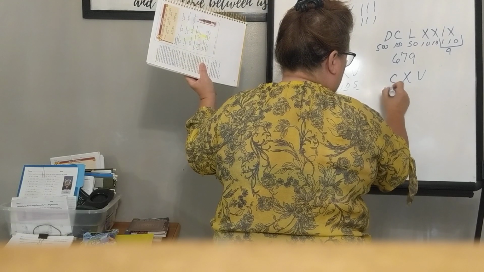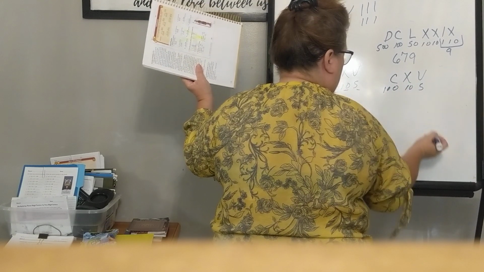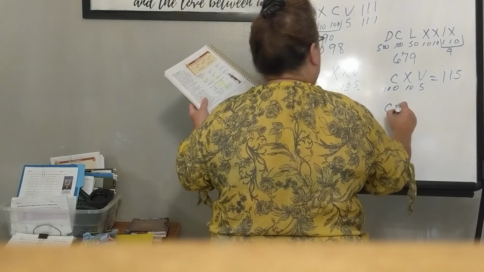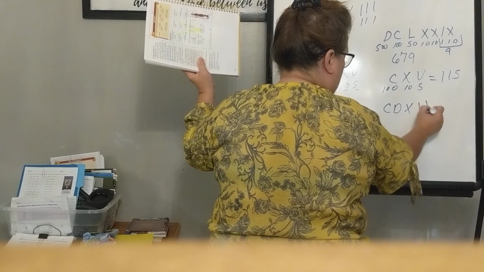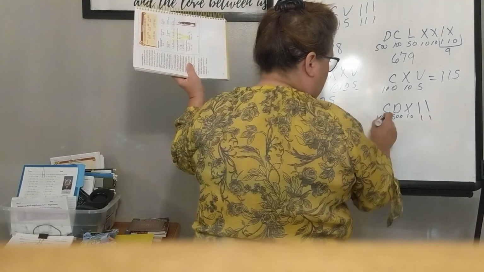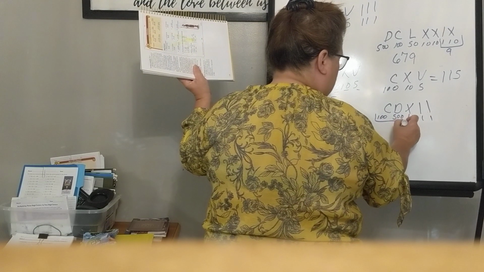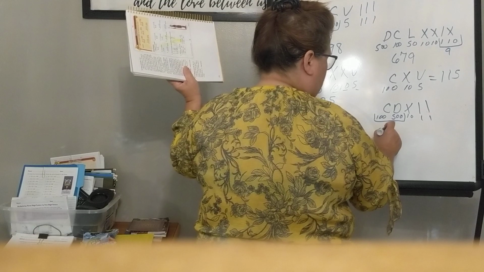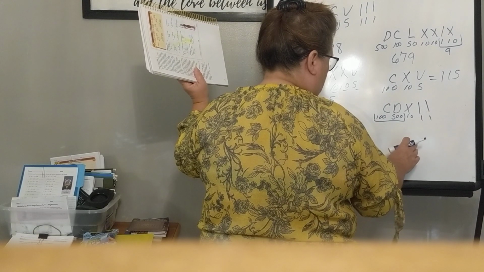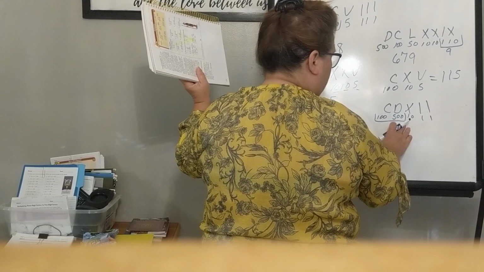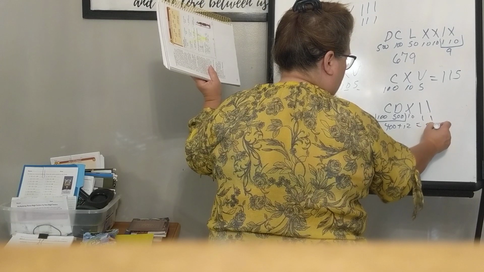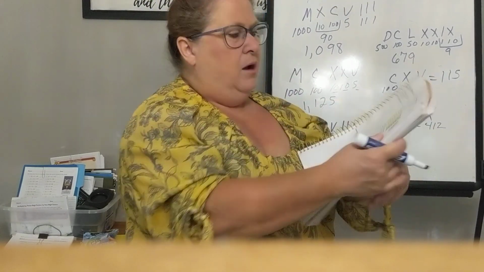All right, letter E, we have CXV. So C is 100, X is 10, and V is 5. So we just have 115. And then our last one, we have CDXII. So our C is 100, our D is 500, 10, 1, and 1. All right, so we have a 100 and a 500, so we're going to have to put those two together. So 500 minus 100, because we started with a small one, then went up to a bigger one. Doesn't work that way. So 400 and then 10, 11, 12. So equals 412. Okay? All right.